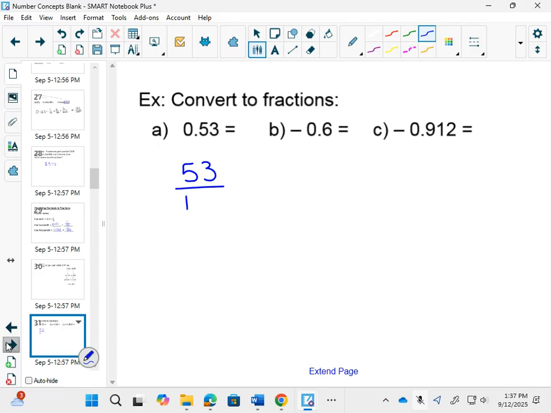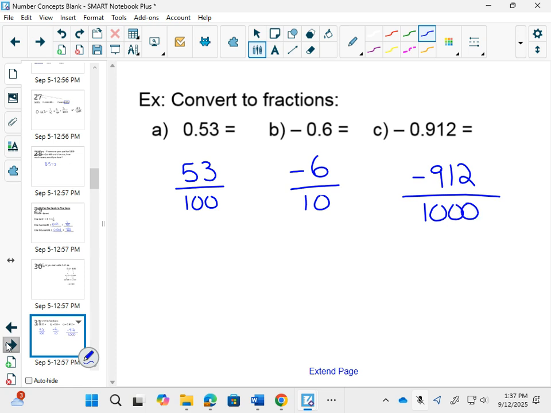Okay, now I see 32. You get 53 over 100 for the first one. If there's a negative, you can put the negative on the top with the fraction if you'd like. That one will be negative 6 over 10. And the last one, negative 912 over 1,000.